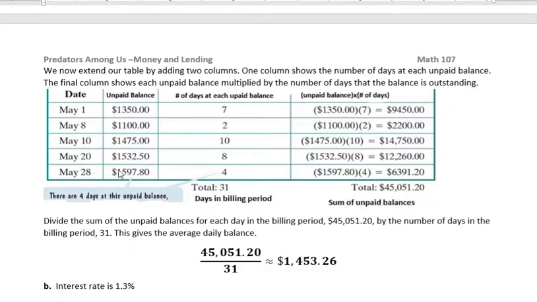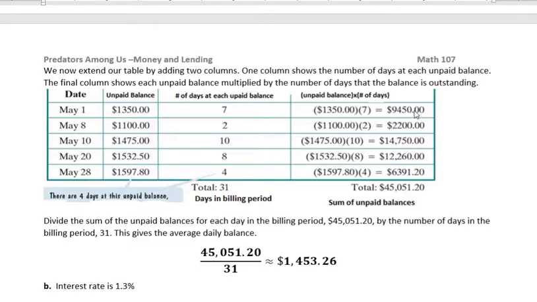On the 28th, they bought something and it bumped it up. And then how many days was that? Well, notice that it's to the 31st, and if we took 31 minus 28, that would be 3. But the billing cycle starts on the 1st, June 1st. So we actually have to add an additional day on that. So it's 31 minus 28 plus that 1 day for the new billing cycle to start. So that leaves 4 days at that unpaid balance. So that left 4 times this amount.